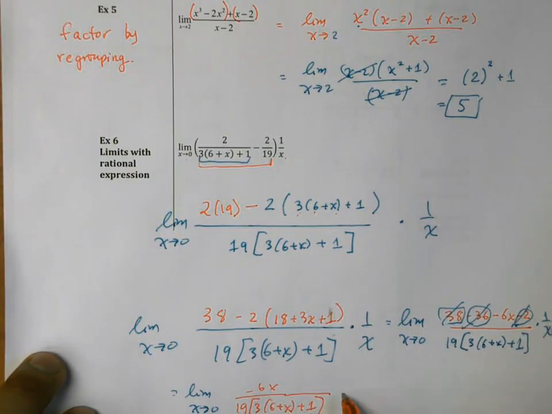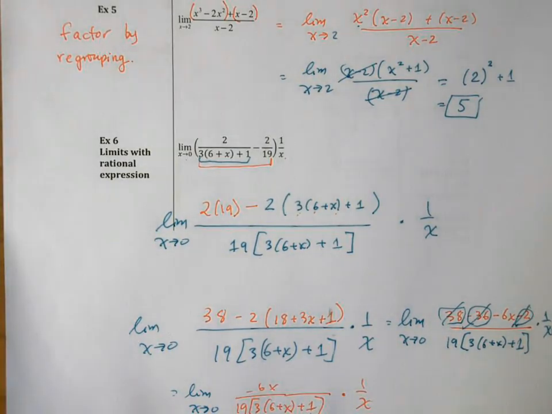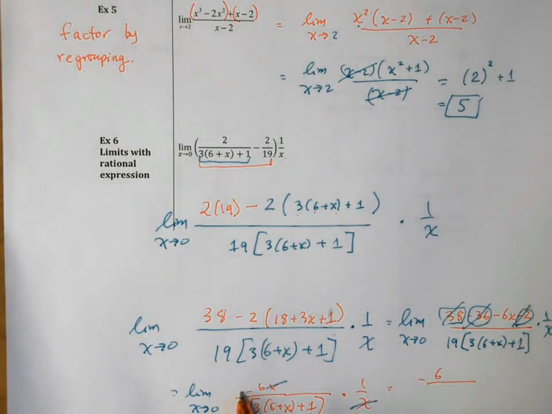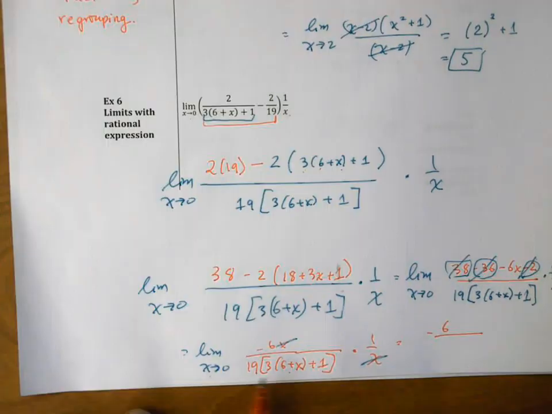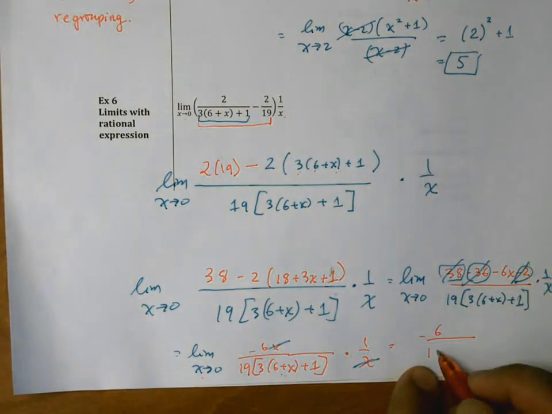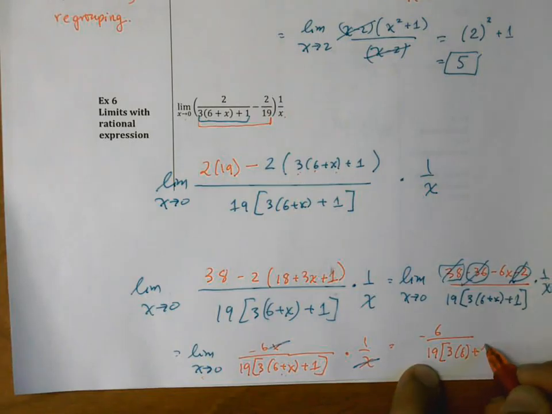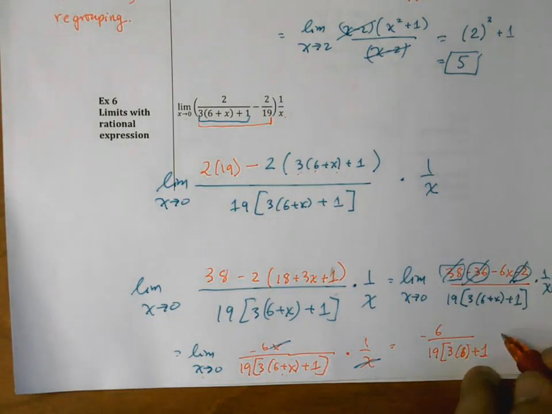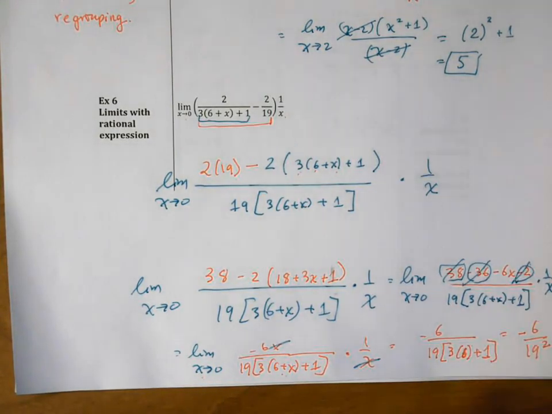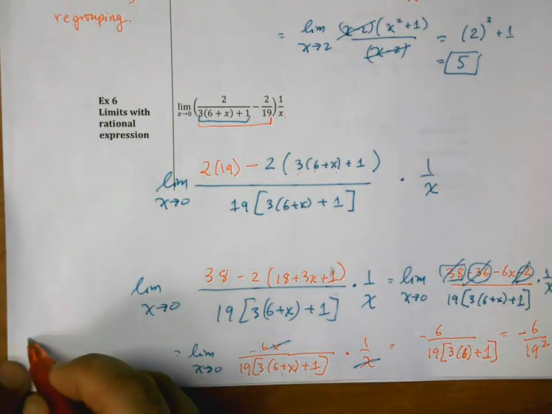Well then, this x and this x cancel each other out. So now we have negative 6 over this mess down here. But it's okay now for us to substitute in 0 because we don't have to worry about division by 0 anymore. So this is 19 times 3 times 6 plus 0 plus 1. Should be a 6. So this is just negative 6 over 19 squared, or negative 6 over 361. So the final answer is negative 6 over 361.